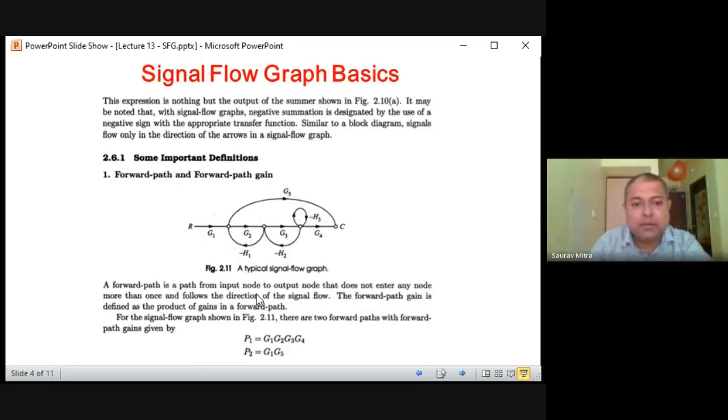Okay. So a forward path is a path from the input node to the output node that does not enter any node more than once and that follows the direction of the signal flow. The forward path gain is defined as the product of gains in the forward path. So here we are finding there are two forward paths, G1, G2, G3, G4 and C. So between R and C, this is one path. And between R and C, there is another path. Okay, so like this. In a forward path, you cannot take the feedback. So G1, G2 minus H1, G2, no, it cannot happen because a forward path cannot touch one point twice. Okay, so it will go in the forward direction only. You don't include the feedback in that.